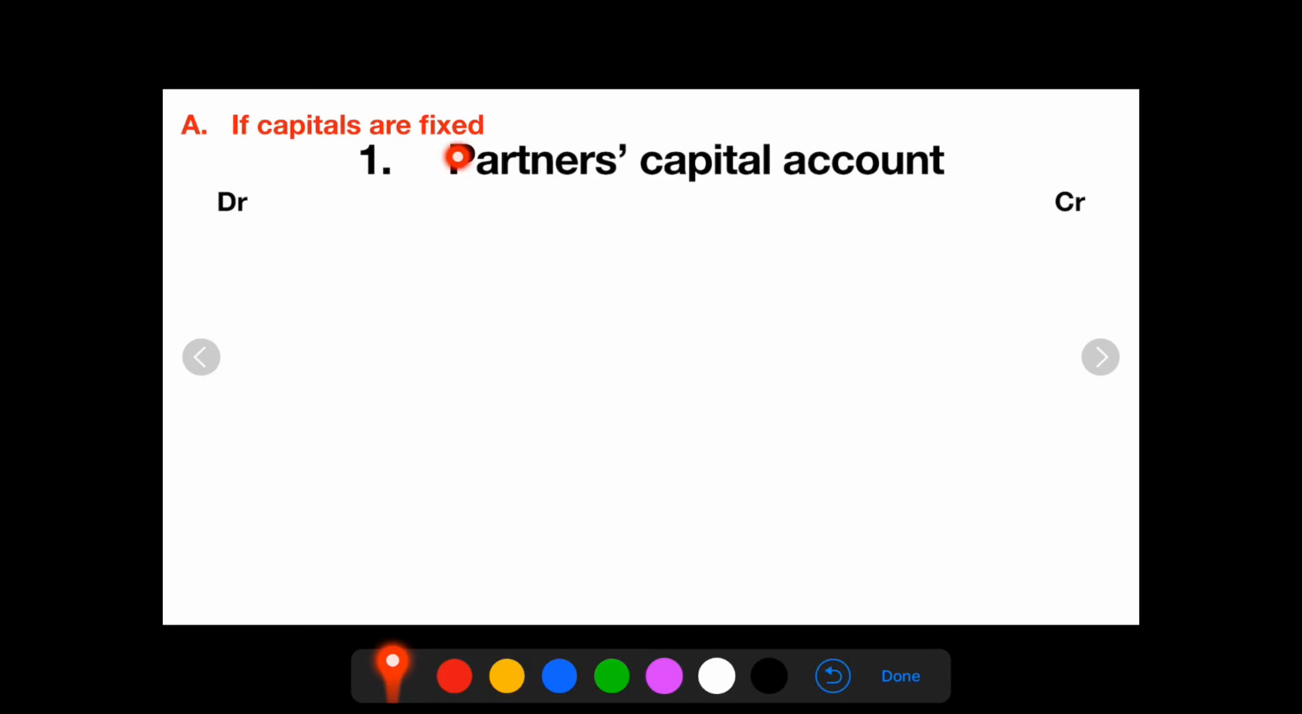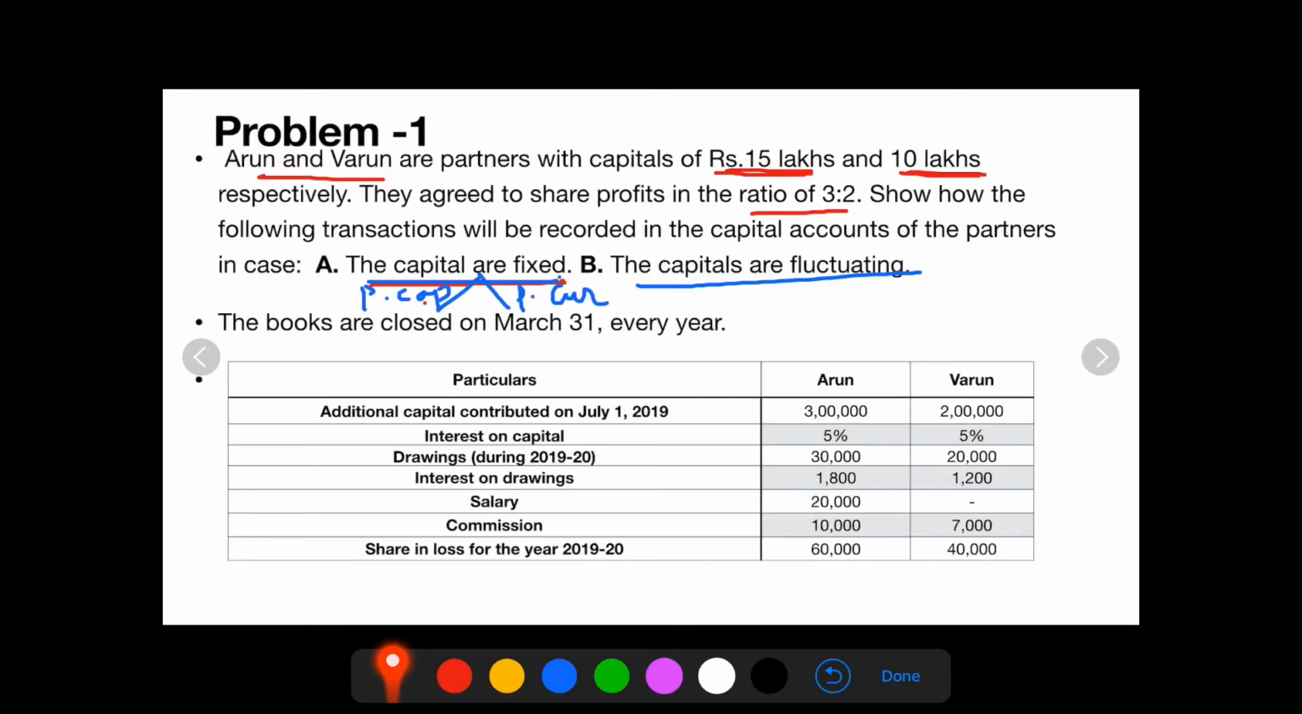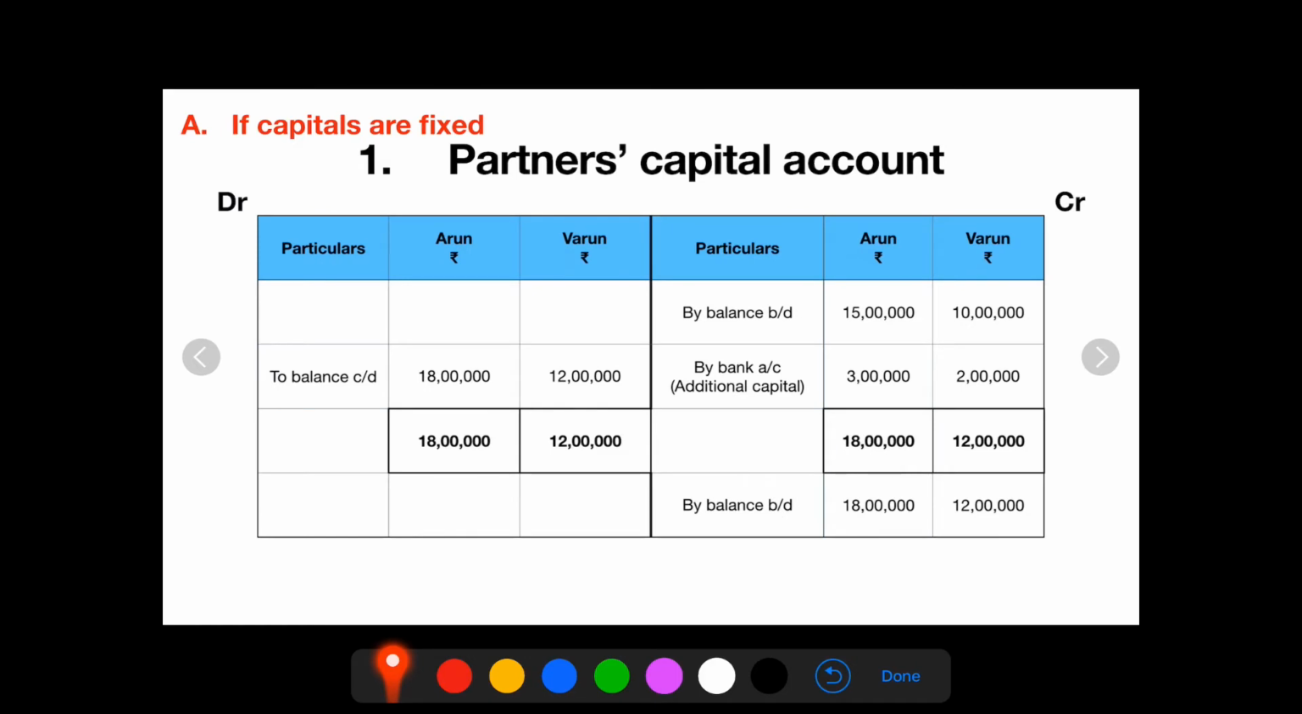If capitals are fixed, first partners capital account. So when we prepare partners capital account, we will have debit side and credit side. So what I would like to say is, first write the question in your notebook, understand the explanation, then work out the problem in your notes. Now, the question says the capital of the partners being 15 lakh and 10 lakh. Now, how is the posting being done?